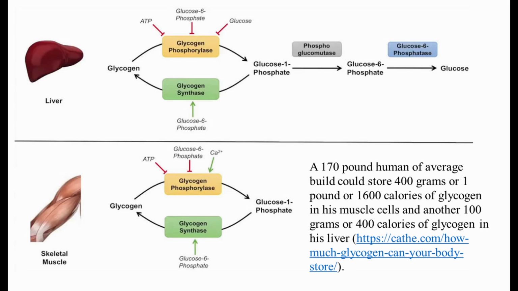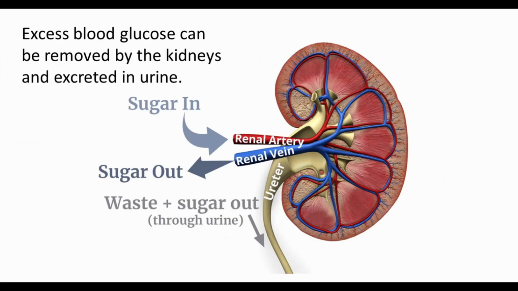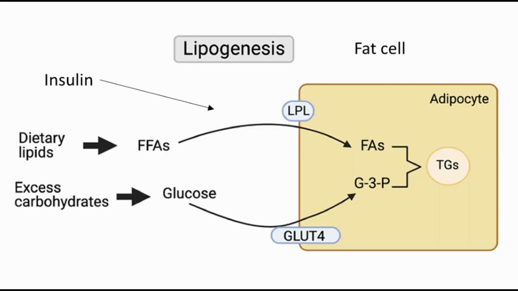A 170-pound human of average build could store 400 grams, or 1 pound, or 1,600 calories of glycogen in his muscle cells, and another 100 grams, or 400 calories, of glycogen in his liver. Once the stores of glycogen are filled in the muscles and liver, excess glucose is either excreted by the kidneys or absorbed into the fat cells for conversion into triglycerides in a process called lipogenesis.